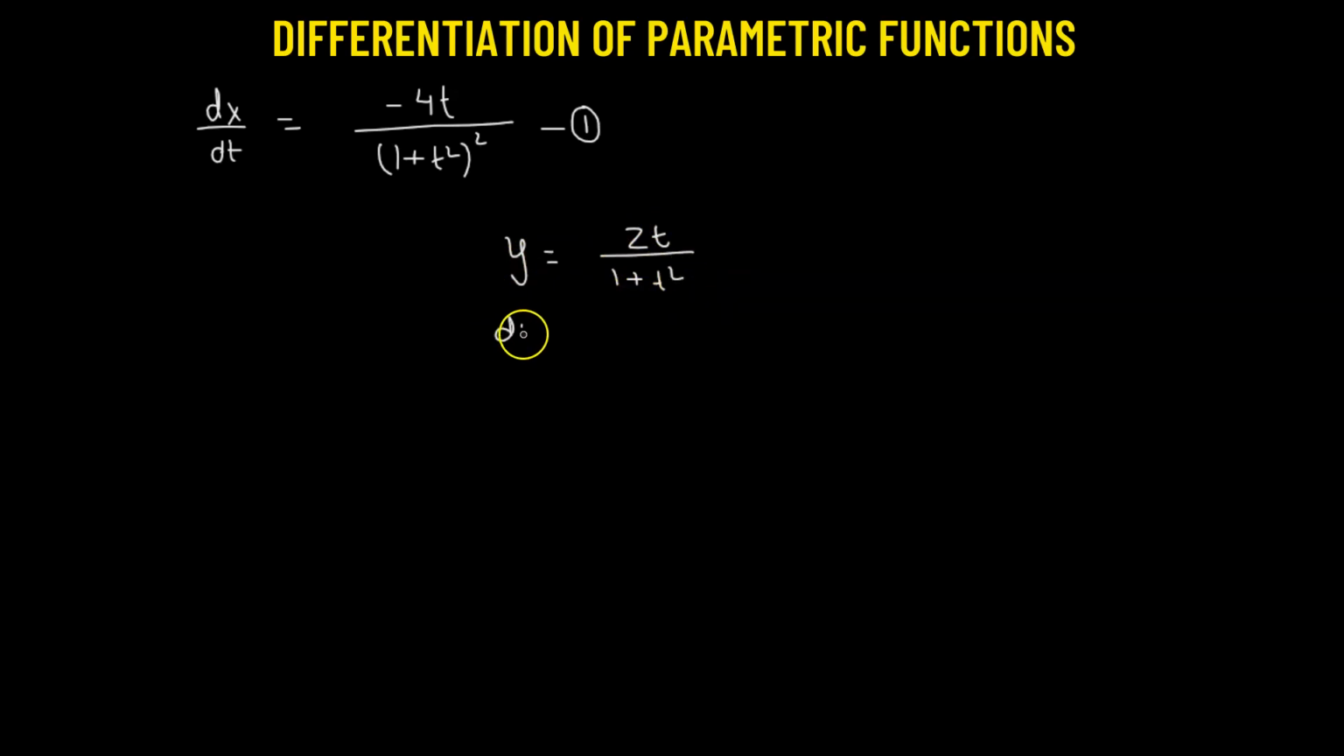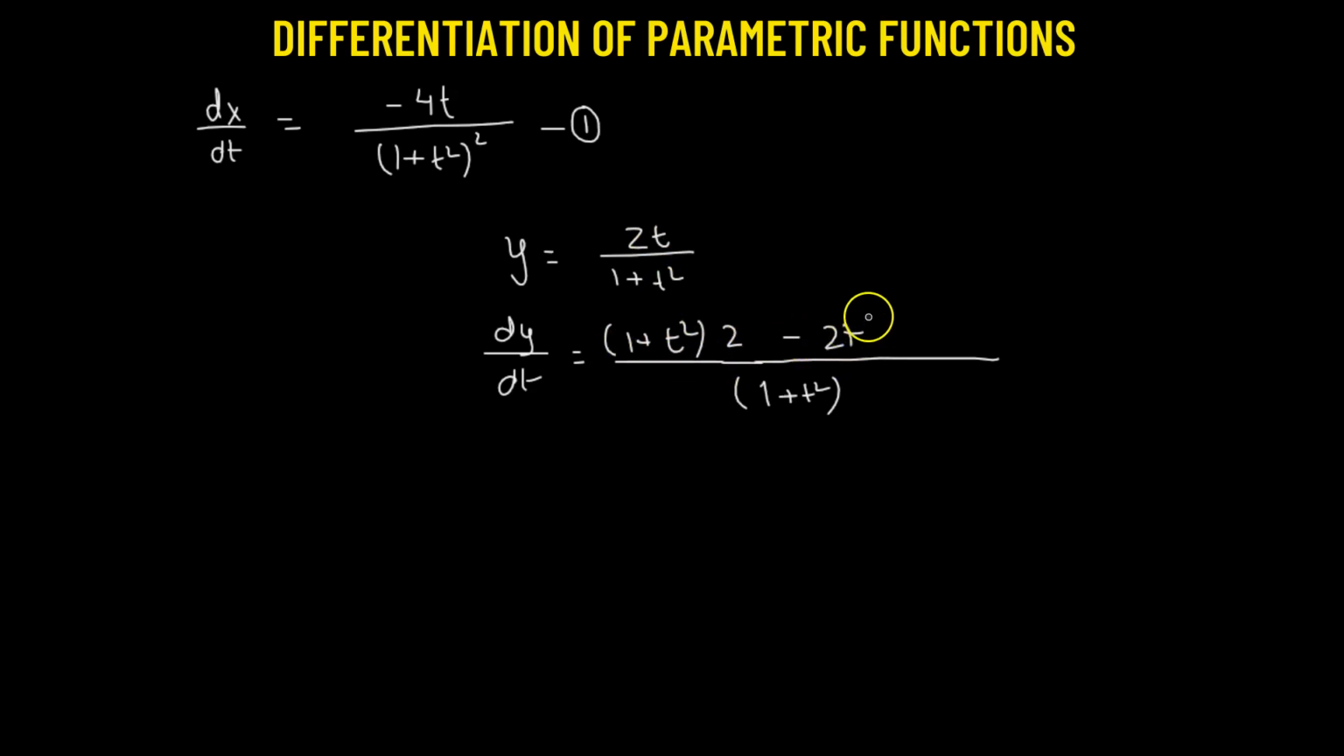We'll take the derivative on both sides with respect to t. On the right hand side, we'll apply the quotient rule. So here we have (1 plus t squared) whole squared in the denominator. In the numerator, we have 1 plus t squared multiplied by the derivative of the numerator, which is 2, minus 2t times the derivative of the denominator, which will be 2t. This will give us 2 plus 2t squared minus 4t squared, the whole divided by (1 plus t squared) whole squared. I missed the whole squared here.